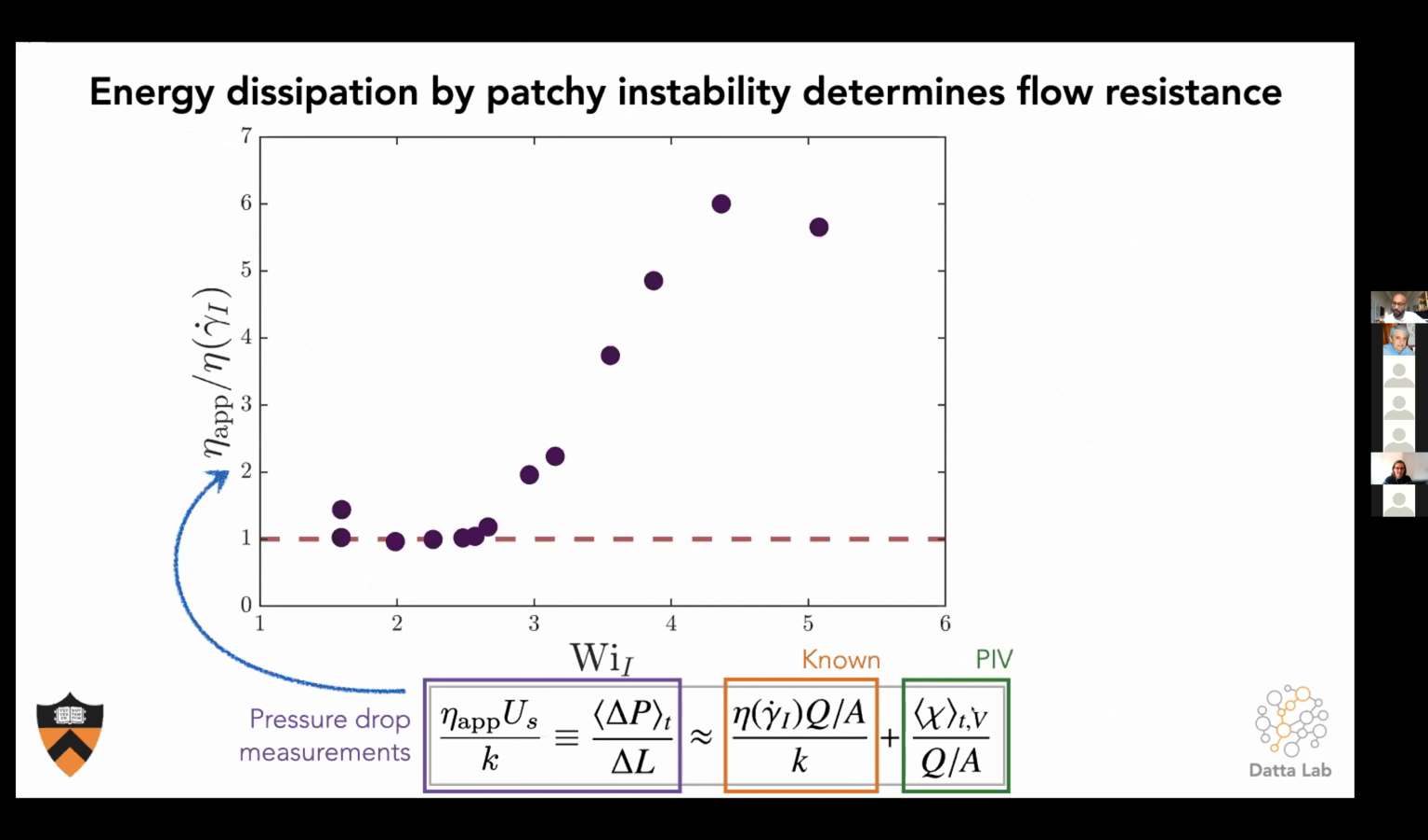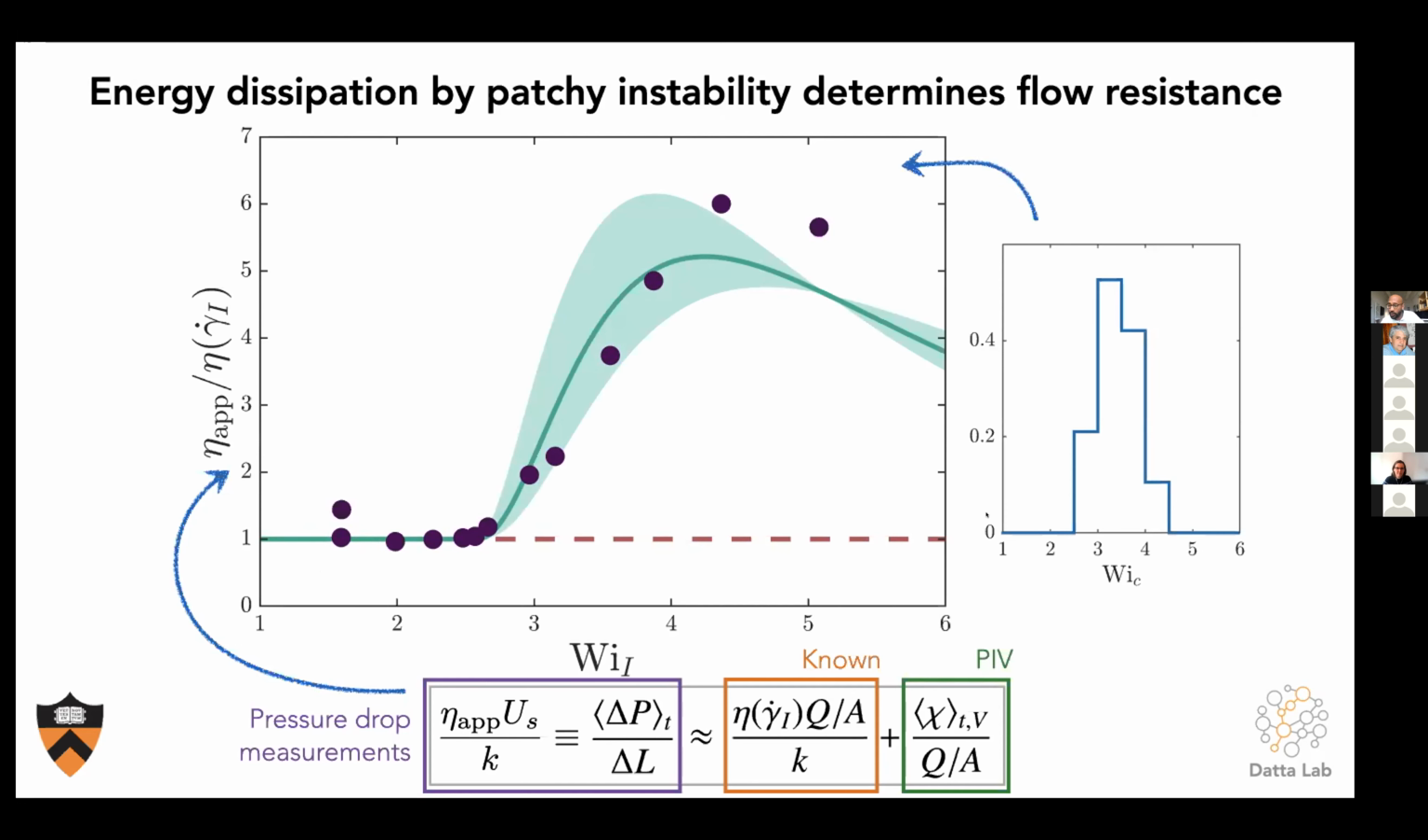If what I'm telling you is correct, then we should be able to capture these pressure drop measurements, right, using our pore scale imaging. And so we took our pore scale imaging, we measured this viscous dissipation, we know all the other parameters here, and here's what we get. No fitting parameters. This is directly from the pore scale measurements. And what we find is that we can capture very nicely this anomalous increase in the macroscopic flow resistance.